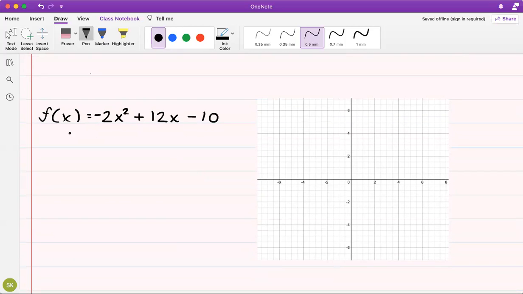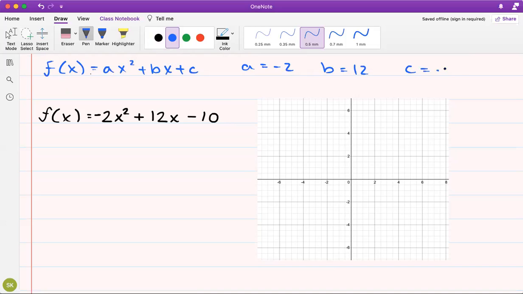So here's our function. F of x is negative 2x squared plus 12x minus 10. Now this is in the general form. F of x is equal to ax squared plus bx plus c, where a is negative 2, b is 12, and c is negative 10. Since a is negative 2, which is less than 0, our graph is going to point downward.